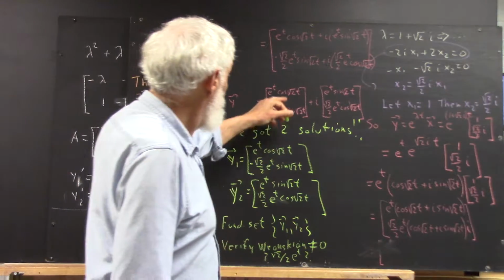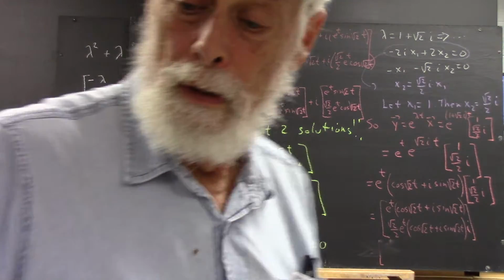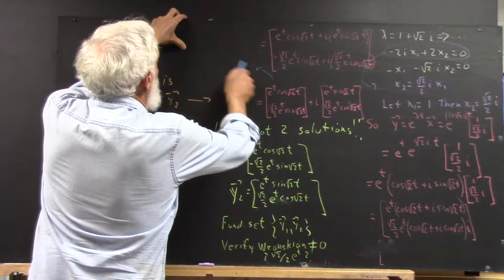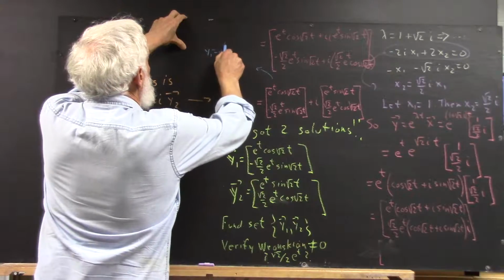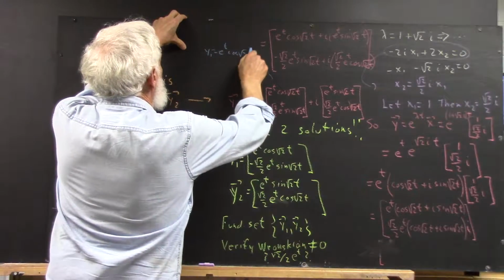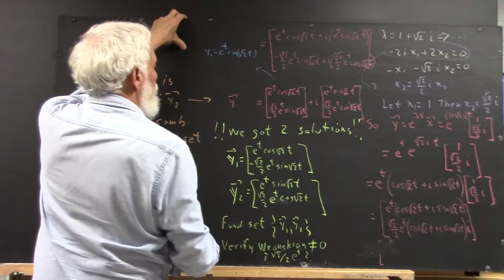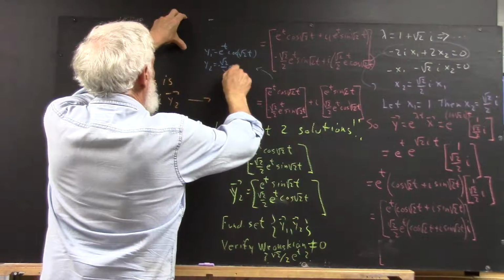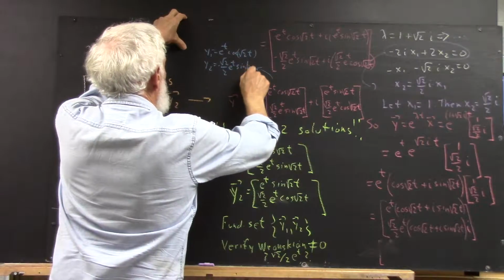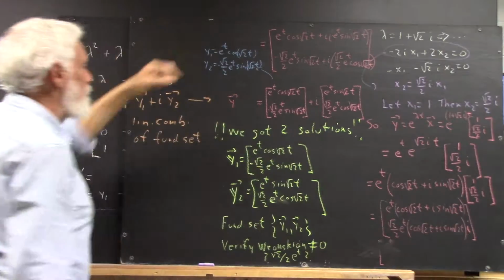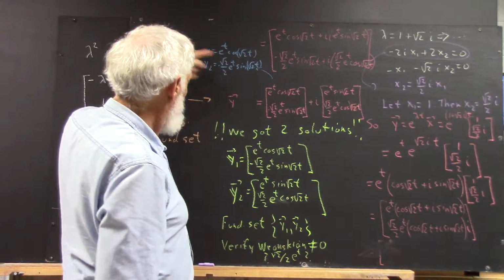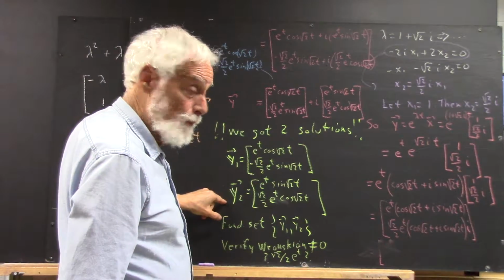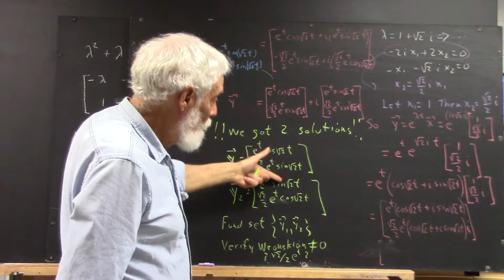Okay, so from this column, we get y1 equals e to the t cosine square root of 2t, and y2 equals negative square root of 2 over 2 e to the t sine of the square root of 2t. Hopefully those are legible. But we get a little y1 and a little y2. These are vector functions, big y1 and big y2. Each vector function has a y1, y2 vector.